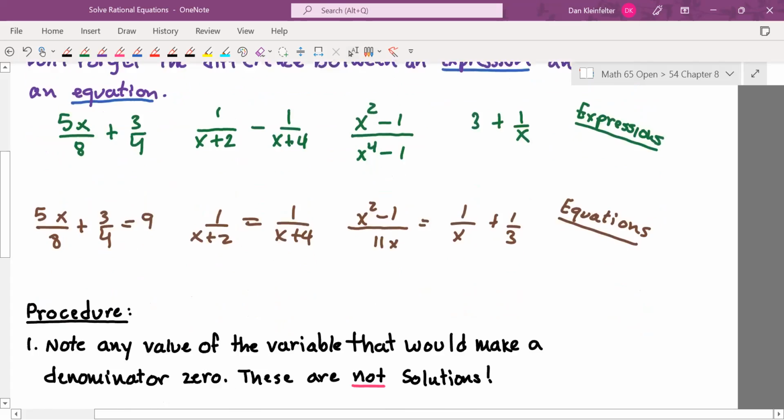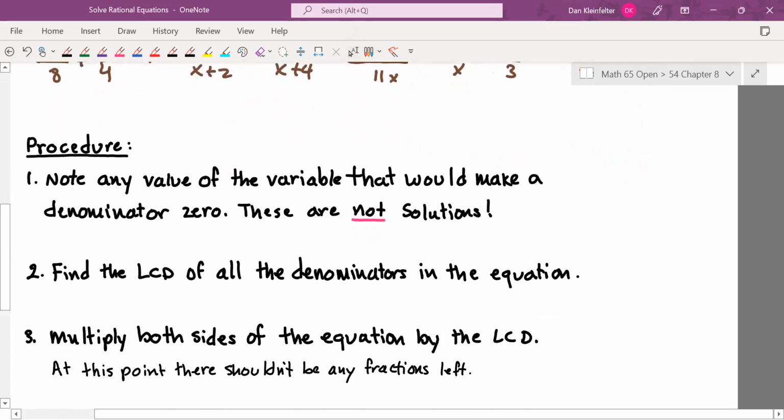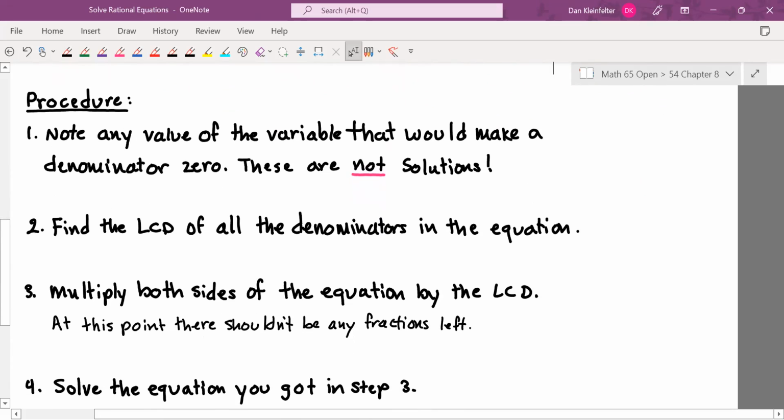Okay. The overall procedure for solving a rational equation is we need to first check and acknowledge any possible values of the variable that would lead to a zero denominator. Those end up not being solutions, and so in the course of our work, it may appear that they're solutions, but if we note right away that they are not, then we won't make the mistake of claiming that they're solutions. So check and see, okay, what values of the variable are going to make the denominator zero? And then we'll just remember those for later.